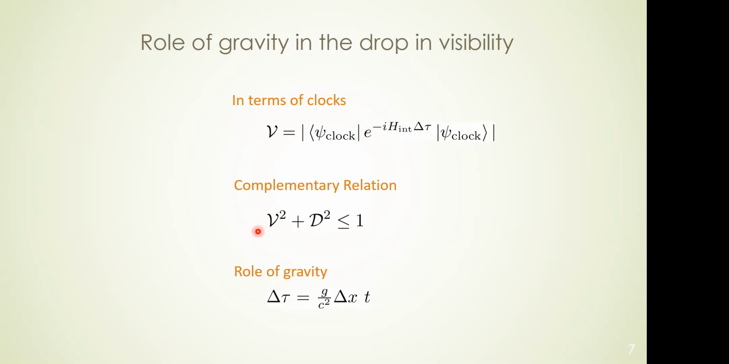Because of the complementary relation between the distinguishability of the paths, that is which-path information, and the visibility, you see a drop in visibility when you have more distinguishable paths. So these clocks carry information of the paths, which leads to a drop in visibility. In general, in terms of clocks, the visibility is nothing but the expectation value of the time evolution operator, which is the usual time evolution operator, but the time factor here is delta tau, which is the proper time difference, tau 1 minus tau 2.